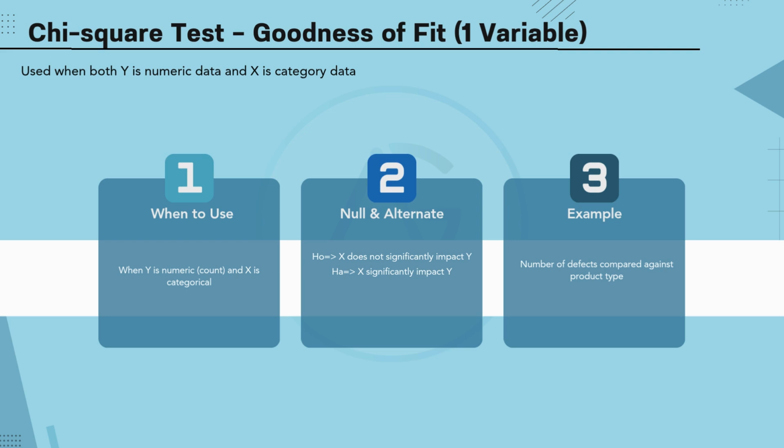1. When to use. This test is appropriate when your Y variable is numeric, specifically a count, and your X variable is categorical. For example, if you're measuring how many defects are reported across different product types, and you want to check whether these are evenly distributed or not.